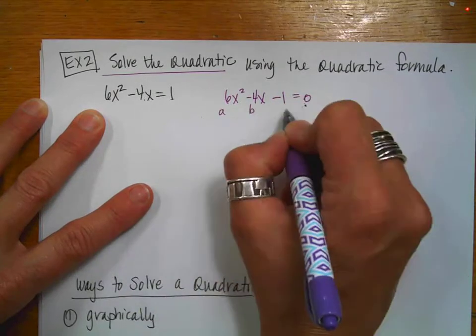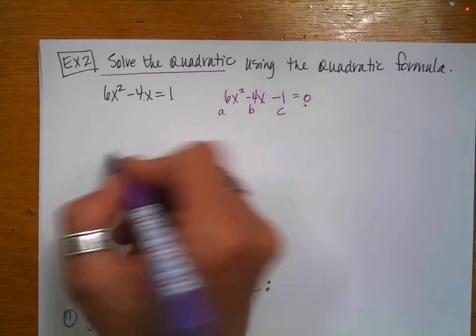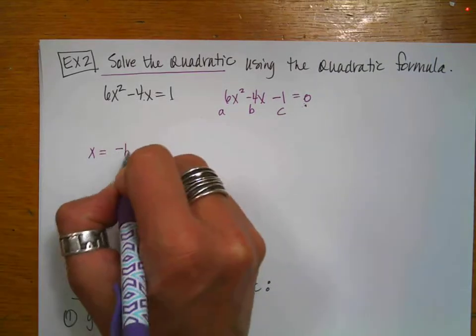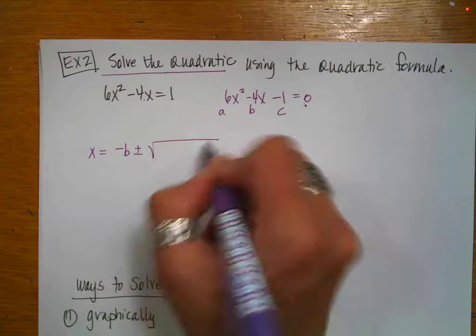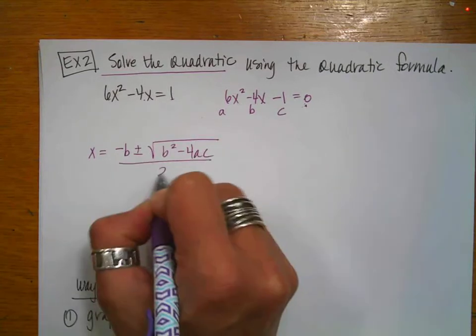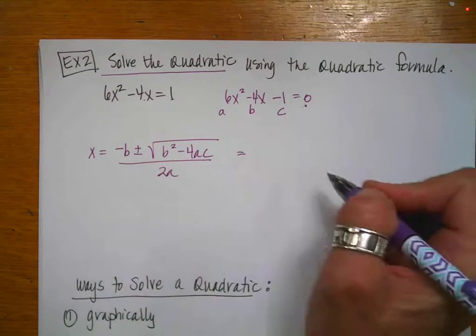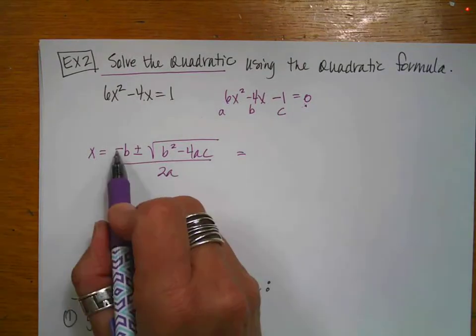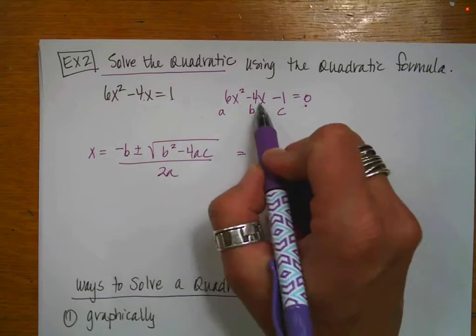And now this is my a, this is my b, and this is my c. I'm going to write down x is equal to negative b plus or minus the square root of b squared minus 4ac all over 2a. And now I'm going to substitute in what I know. Notice I have a negative b.